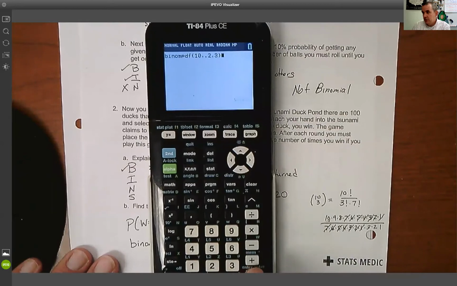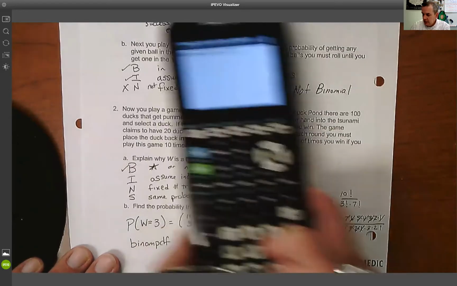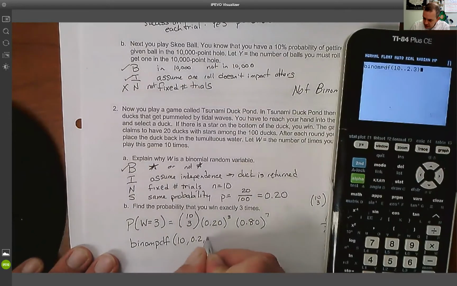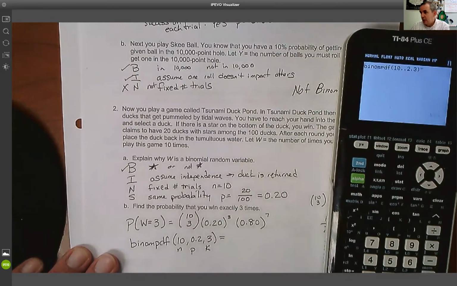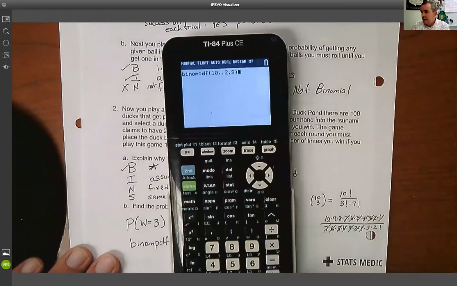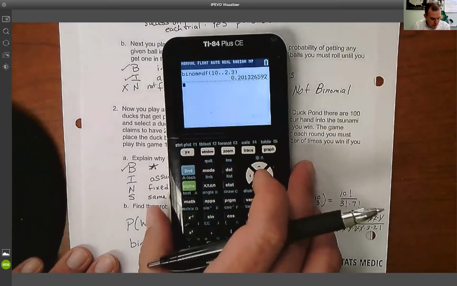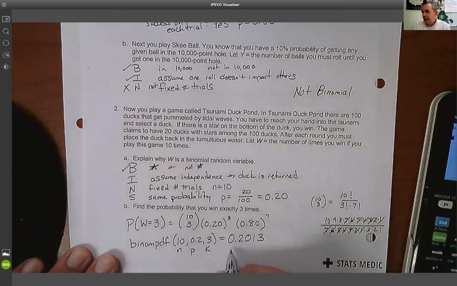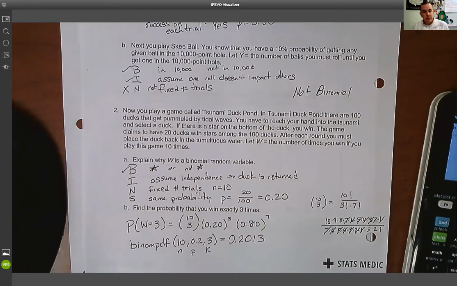What this is going to do, when I paste this in, it's going to paste in as binomial PDF 10, comma 0.2, comma 3. This is my number of trials. This is my probability of success. This is that exact number I want. It's going to calculate what this number is. So when I hit enter on this, it's going to say 0.2013. So what this is telling me is that I have a roughly 20% chance, 0.2013 chance of winning exactly 3 times out of 10 trials.